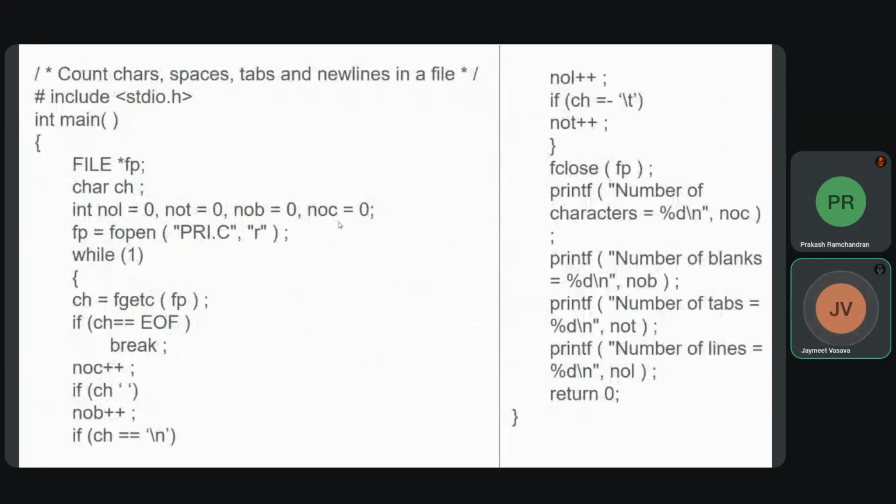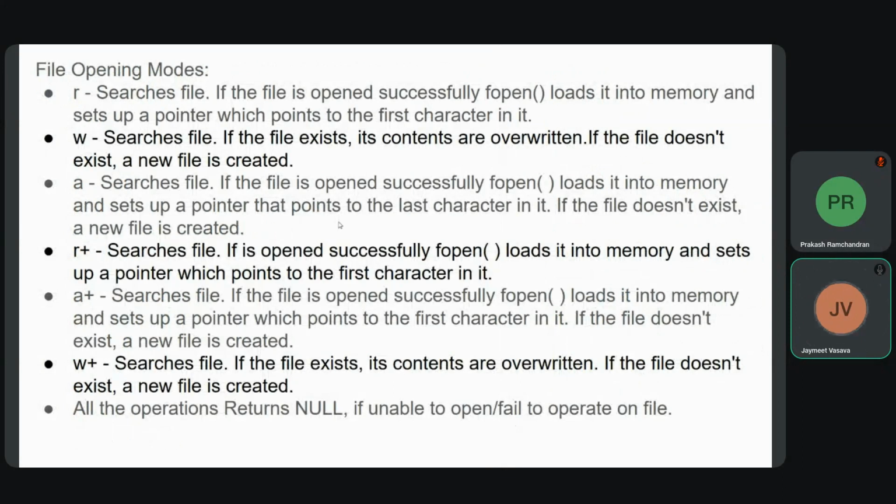So as we have been reading the file, there are different types of opening modes. As we saw earlier, we opened the file with the help of reading mode, and the same for this program also. Now, we'll start with the explanation of r. r searches the file. If the file is opened successfully, fopen loads it into the memory and sets up a pointer which points to the first character in it.